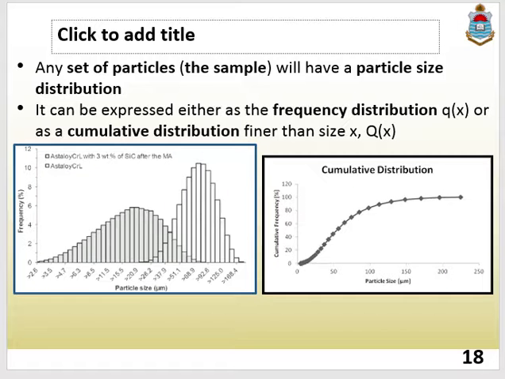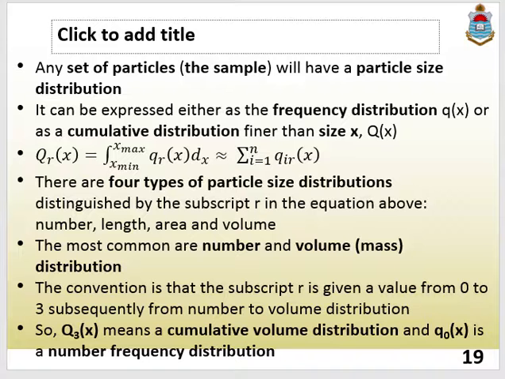We saw that whenever the particles are reduced, or whenever we have a sample of the particles, there is a distribution of the particles, that they all do not belong to the same class size. So there are different sizes and there are different number and different weight of particles in each size range. And then we saw that we can have either frequency distribution or cumulative distribution.